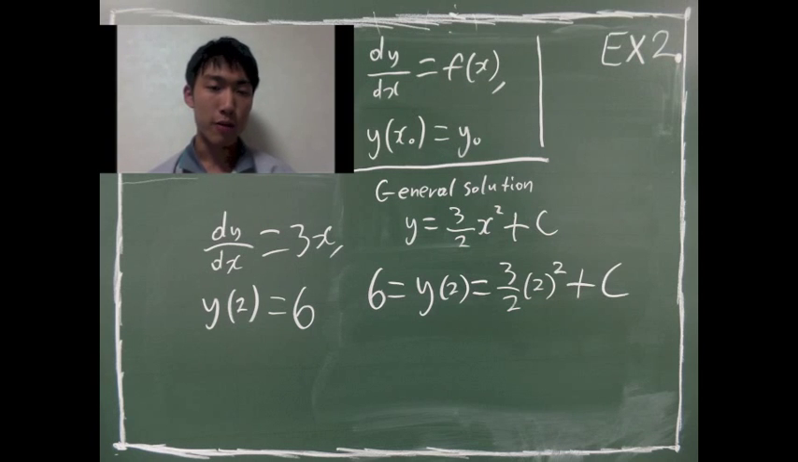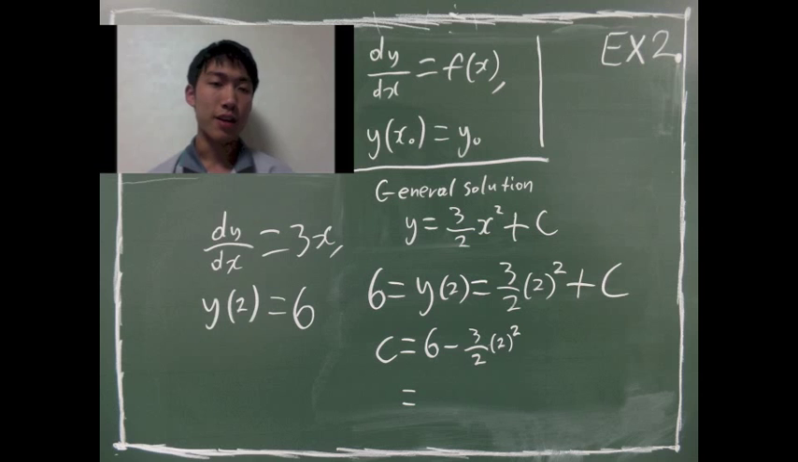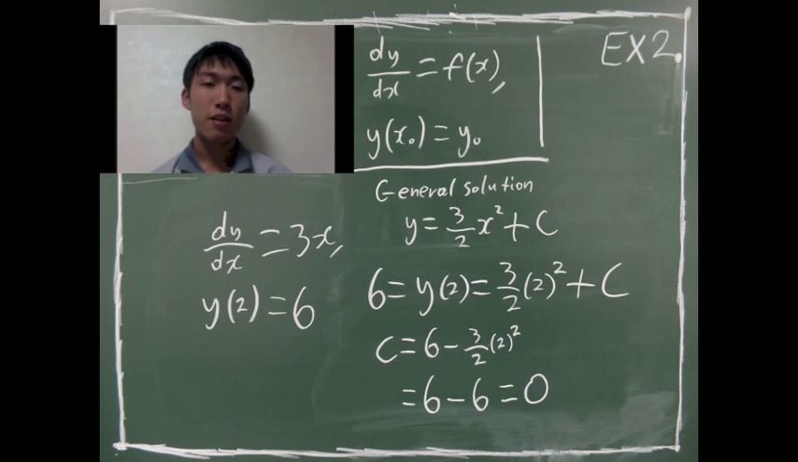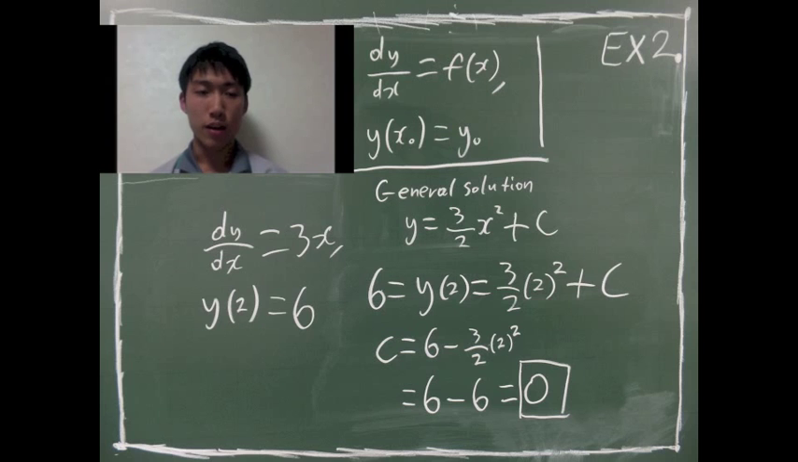Doing some more arithmetic, we can see that C = 0 for this problem. So the C value is 0, and the antiderivative of dy/dx = 3x when y(2) = 6 would be y = 3/2 x squared plus 0.